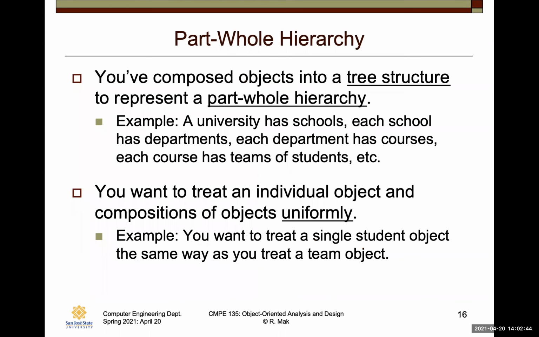So let's say you have a tree structure. That's a very typical way of composing objects, to put them into a tree. And now a tree represents this whole-part hierarchy, right? The entire tree would be a whole, and any subclass or any subtree would be a part. So a tree maintains this hierarchy of parts. My example is that a university has schools, each school has departments, each department has courses, each course has teams of students, etc.